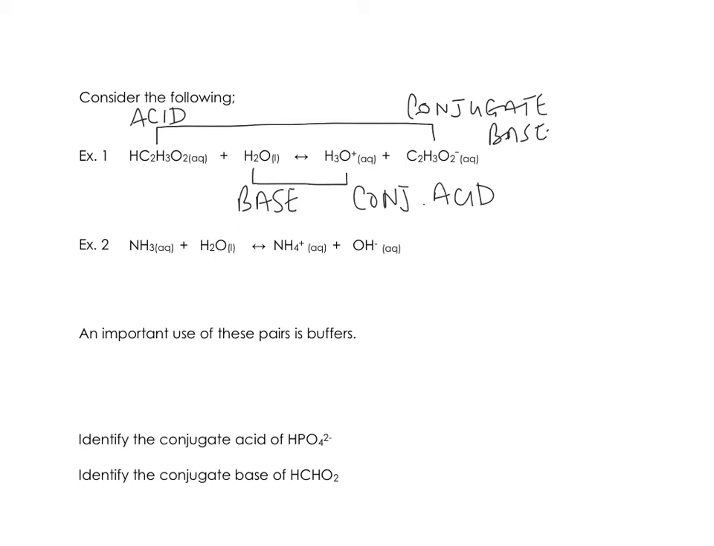So if we look now at the next part, example 2, we have ammonia, we have water, we have ammonium and hydroxide. So if we look at these two, these differ in formula by an H plus, and so do these two. So in this process, ammonia went to ammonium. It gained an H plus, so that makes ammonia a base. Water went to hydroxide, so it lost an H plus, so it was the acid. That means the ammonium ion is the conjugate acid, and the hydroxide then is the conjugate base.